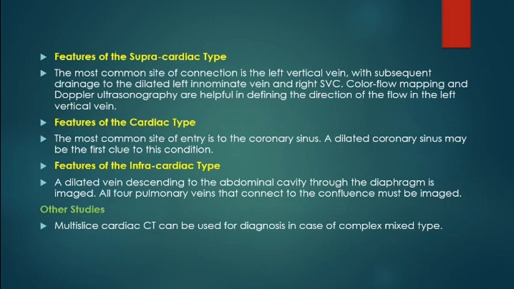Echo will also show the features of each type, with the common pulmonary venous confluence draining into the specific site, whether in the supracardiac type, the cardiac, or the infracardiac, differentiating the different types. And sometimes we may need other modalities like multi-slice CT angiography to differentiate between different types.